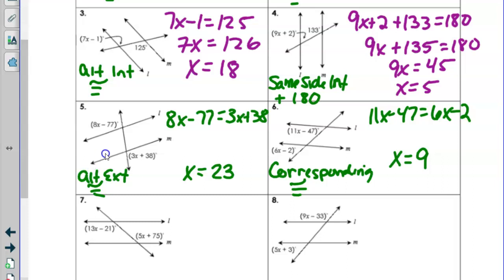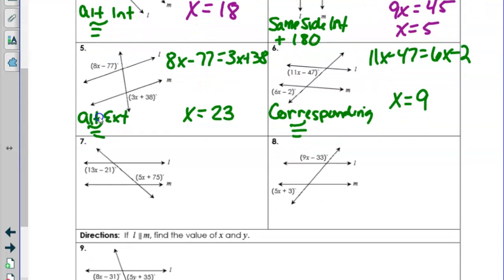Alright. Number 7, what type of angle pair did we have? Alternate interior. Very good. What do we know about all the alternate interior? Congruent.